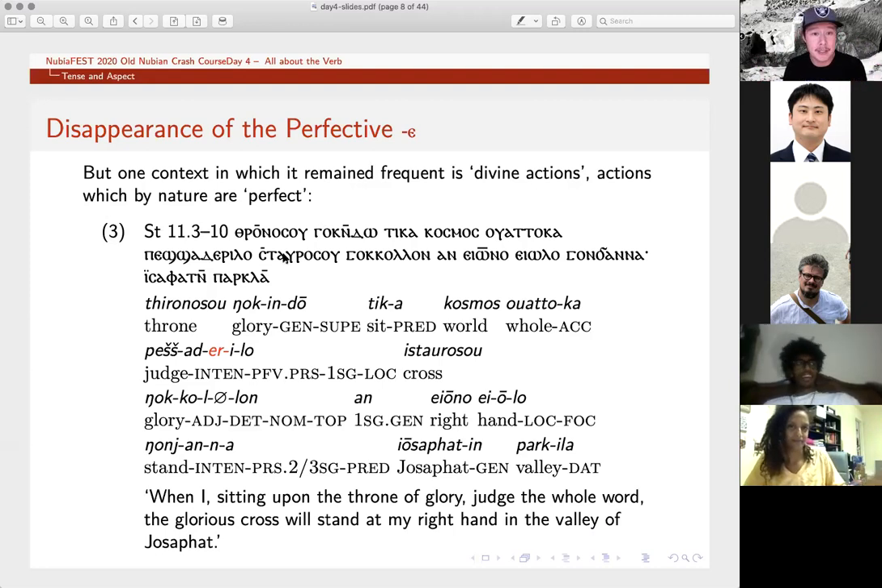So when Jesus or God is doing things, it usually is with this perfective marker, even in rather late texts. For example, in the text we saw earlier, just the previous slide, it had already lost this perfective aspect marker in one context. But when we're talking about God sitting upon his throne, judging the whole world, this judging is definitive, right? This is a perfective thing, it's done. Like the library is open and closed. This is a done deal. And it's really quite interesting that only in this specific semantic context has that type of morphology been retained, not only in this text, but also in many other texts.